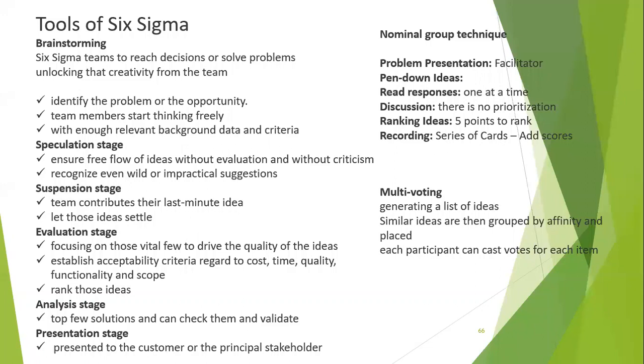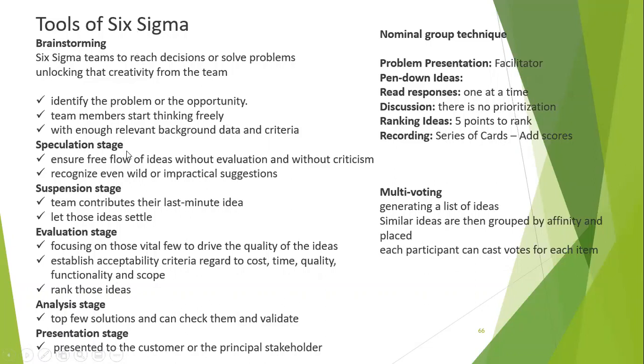activity, right? What we are doing, we are identifying the problem or opportunity. Team members will be asked to think of it and then give comments, and enough relevant background data and criteria. That's what we went for, a lot of methodology we went for, right? Affinity diagrams and other things will be based on the brainstorming, right? In the tools. Okay, brainstorming we have multiple stages.